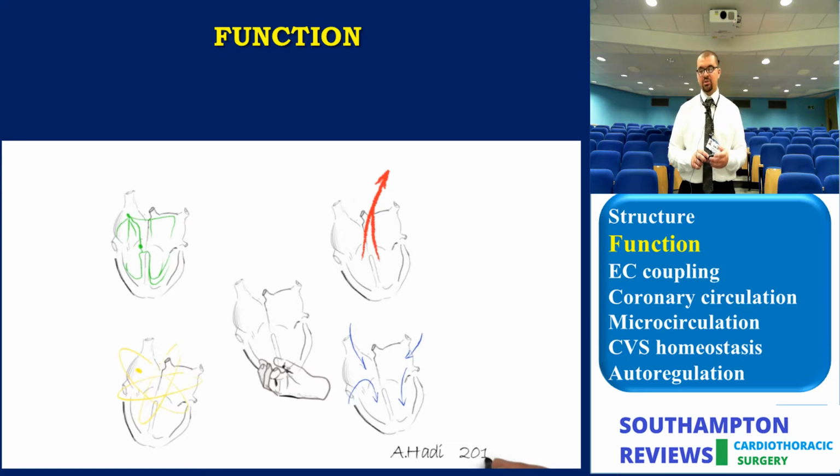Dromotropy, of course, losing dromotropy refers to the blocks, first, second, or third degree heart blocks. Losing lusitropy refers to diastolic heart failure. Losing inotropy is systolic heart failure. Losing the bathmotropy, we discussed that. Losing the chronotropy is losing the innate rhythm or no underlying rhythm.